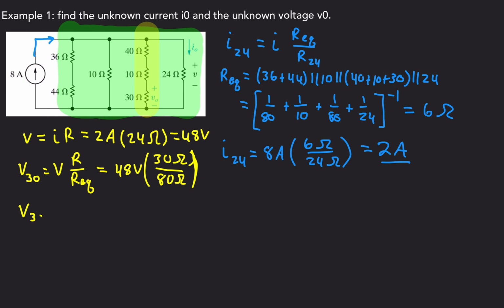So the voltage across the 30 ohm resistor, 48 times 30 divided by 80, that is 18 volts. All right, let's try one more example.